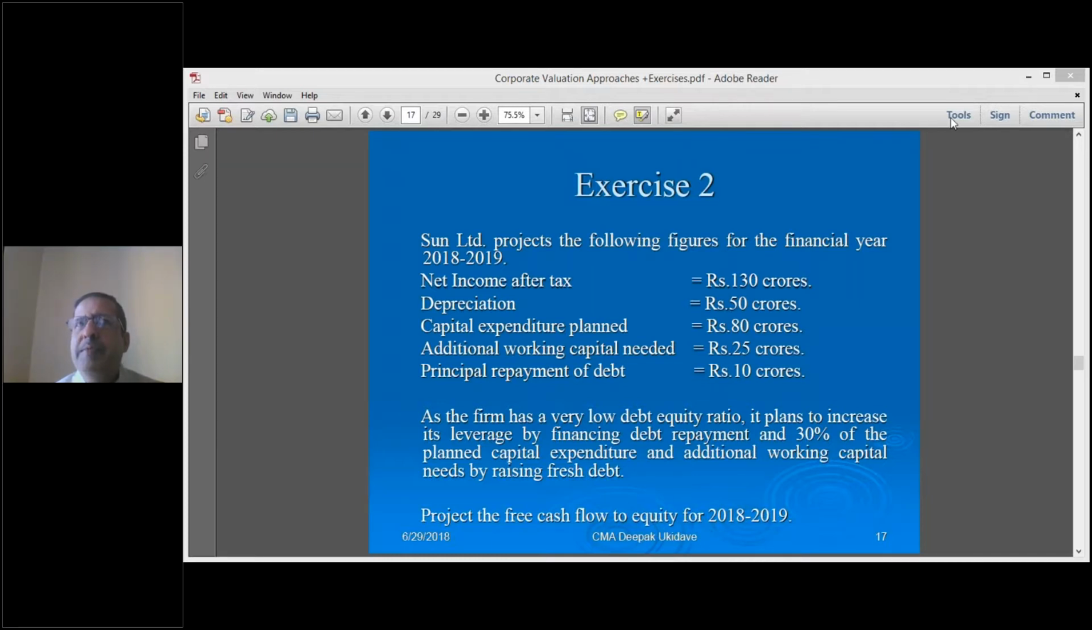You know what is FCFE? It is PAT, add back depreciation. So you convert it into CFAT, cash flow after tax, minus delta capex, minus delta WC, minus repayment of existing debt, plus raising of fresh debt. And how much fresh debt is raised is not given. But I told you it is given that fresh debt will be raised so much so that it will enable management to repay the existing debt and will also take care of 30% of the planned capex and additional WC needs.